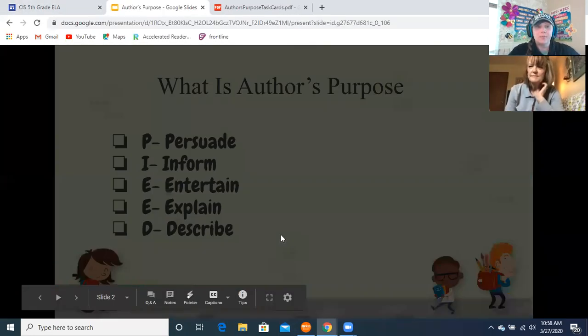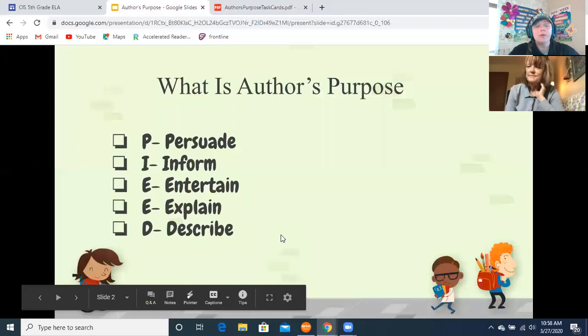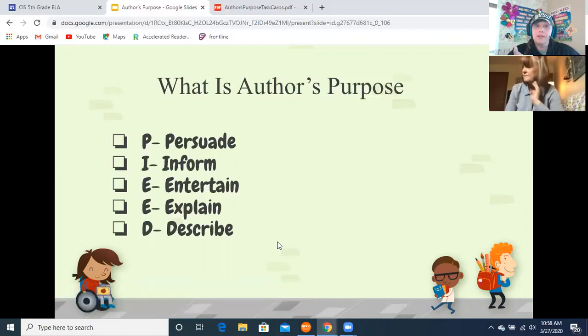All right, author's purpose. When we talk about author's purpose, we are talking about PIE, or PIED. Remember, I had it on that black cabinet in my room. So the P is to persuade. Persuade means when you talk someone into doing something. Inform is for informational purposes. Entertain, and explain and describe.